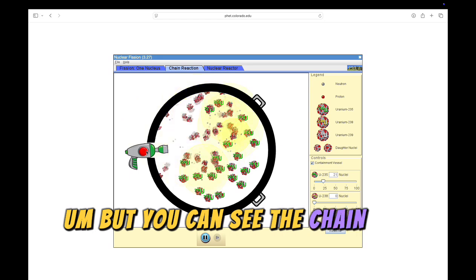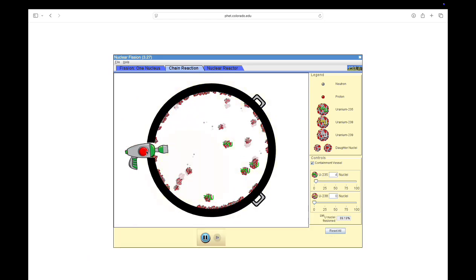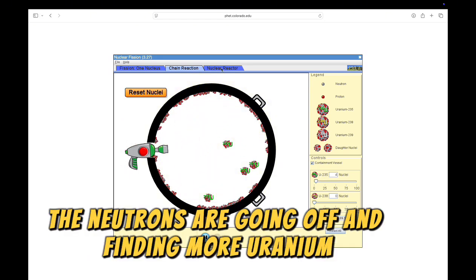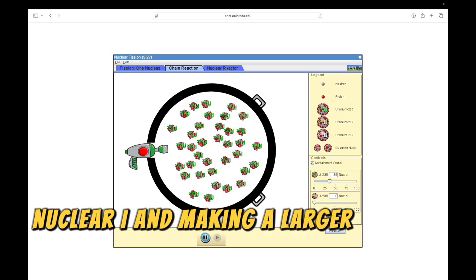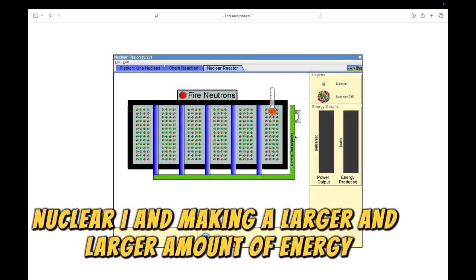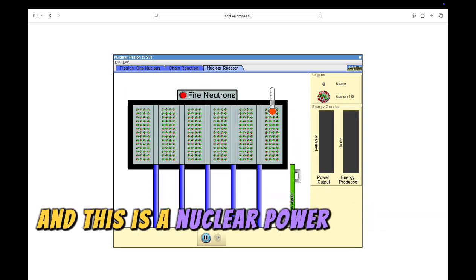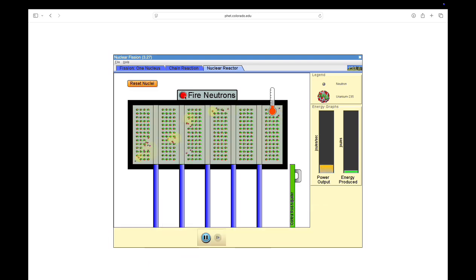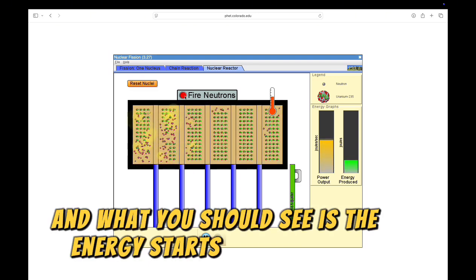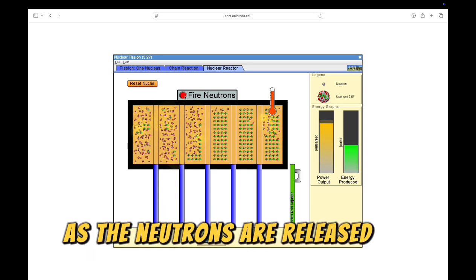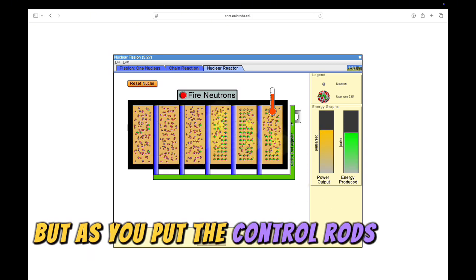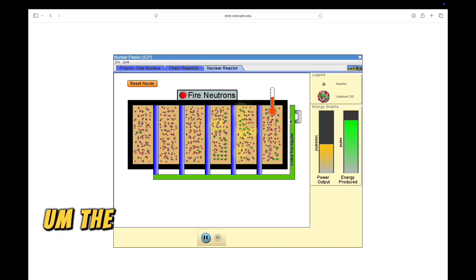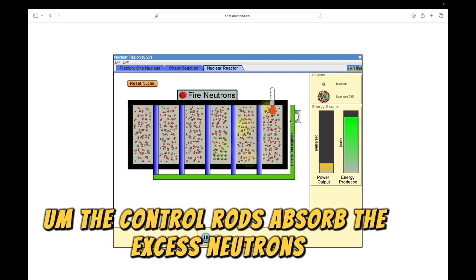But you can see the chain reaction happening here. The neutrons are going off and finding more uranium nuclei and making a larger and larger amount of energy. And this is a nuclear power plant sort of design. This is a controlled fission reaction. And what you should see is the energy starts going higher as the neutrons are released. But as you put the control rods in, the control rods absorb the excess neutrons and the reaction decreases.